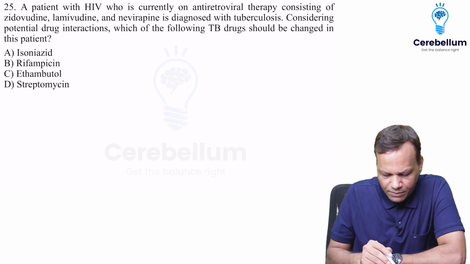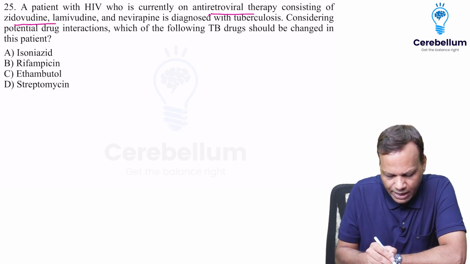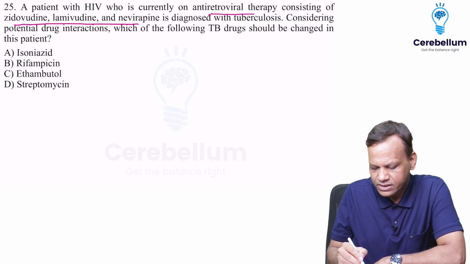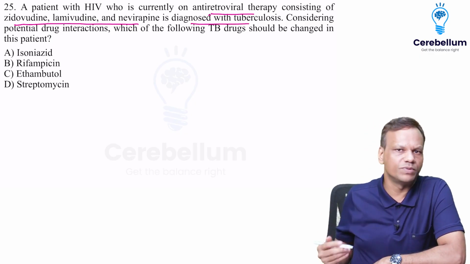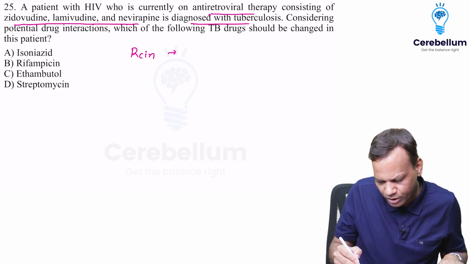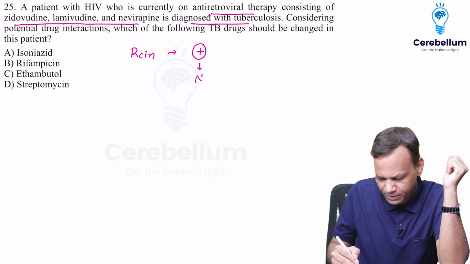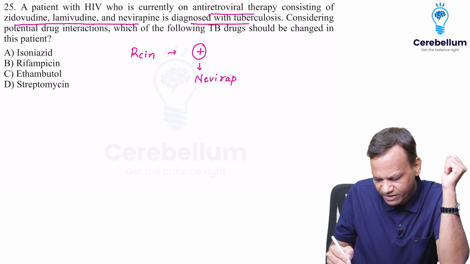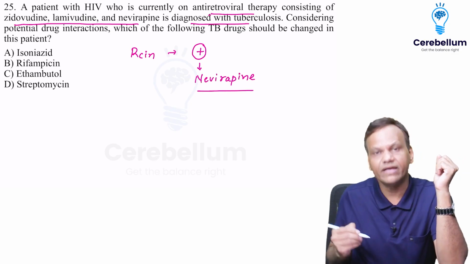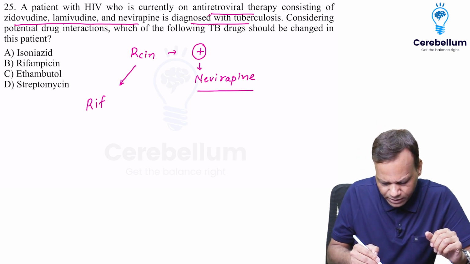Next question: a patient with HIV is currently on antiretroviral therapy consisting of zidovudine, lamivudine and nevirapine, and is diagnosed with TB. So which drug should be changed? We all know rifampicin is a powerful enzyme inducer. It increases the metabolism of several drugs, particularly NNRTIs like nevirapine, so they will become ineffective. So what we do, we change rifampicin to rifabutin if the person is taking nevirapine.